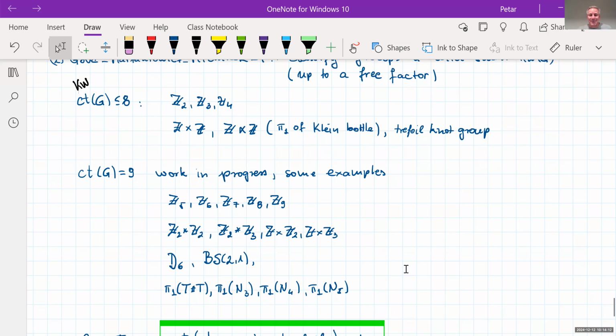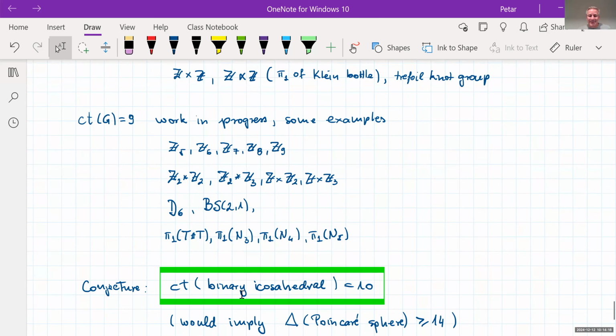And part of a motivation for us was to find among those the following group. So the binary icosahedral group, we didn't. The program is not concluded, so it is possible that the covering type of the Karoubi-Weibull of the binary icosahedral is 9, but we kind of believe that it must be 10. And this is related to an open question by Björner and Frank Lutz about the minimal triangulation of the Poincare sphere. They conjecture that it is 15.